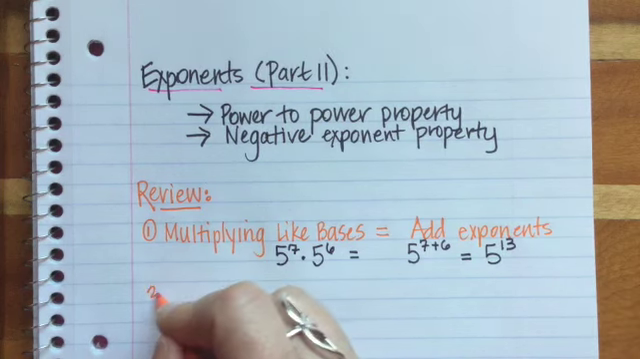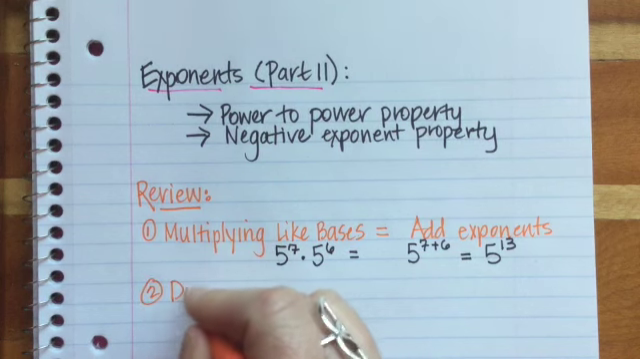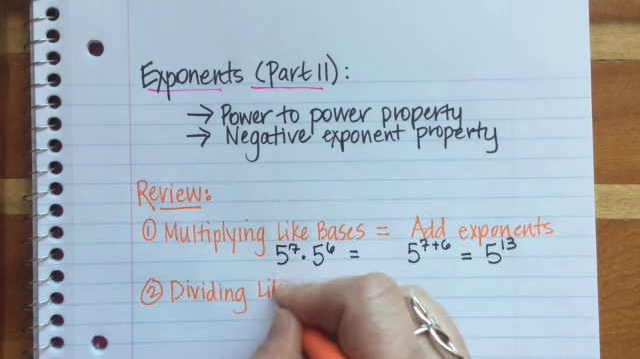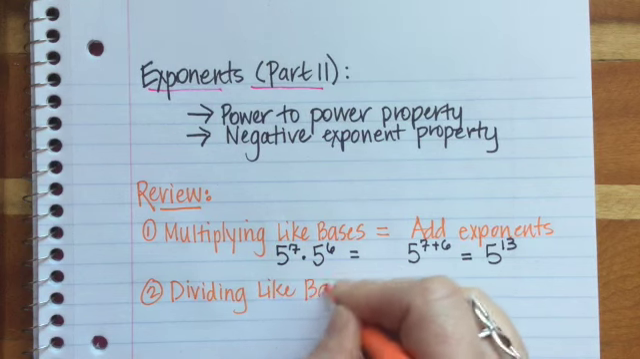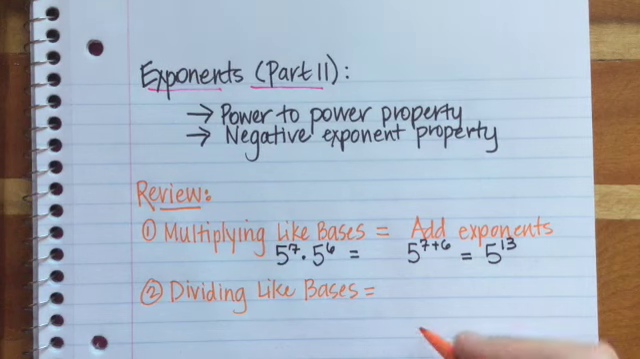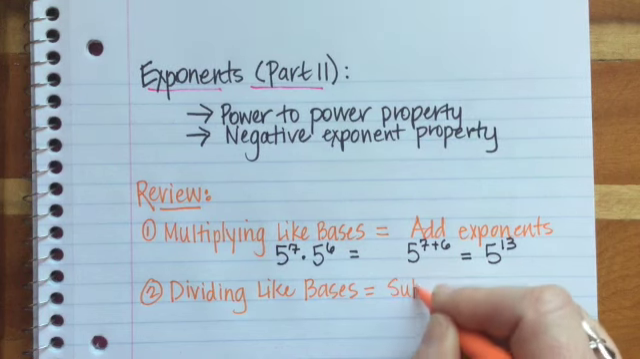So that's going to give me 5 to the 13th power. The second rule that we talked about last week was the opposite of that, which is dividing like bases. And we learned that in order to do that, we needed to subtract our exponents.